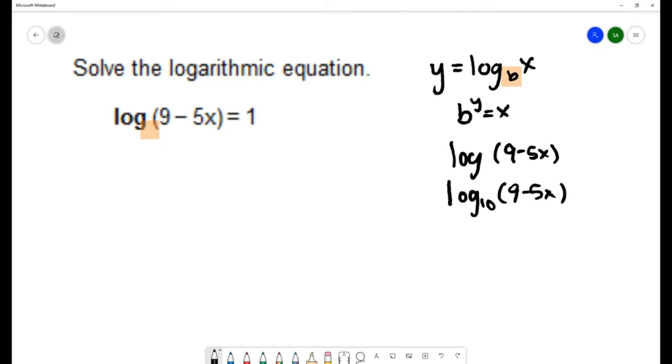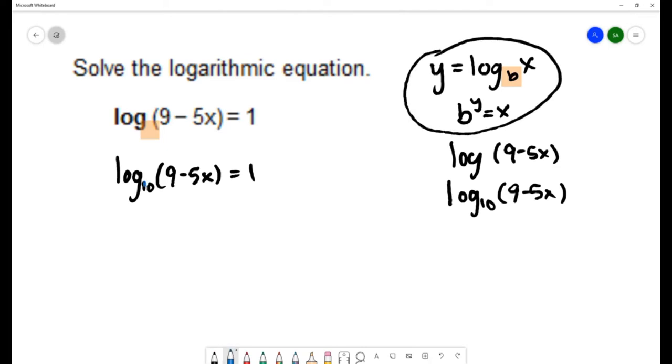So let's rewrite our equation in that way. We have log base 10 of 9 minus 5x equals 1. Then I'm going to convert this to an exponential following the definition that we have over here. The base of the log is going to be the base of the exponential. The log always equals the exponent, so since this log equals 1, the exponent will be 1. And this expression will equal whatever is inside the logarithm. So inside the log, I have 9 minus 5x. So this expression equals 9 minus 5x.